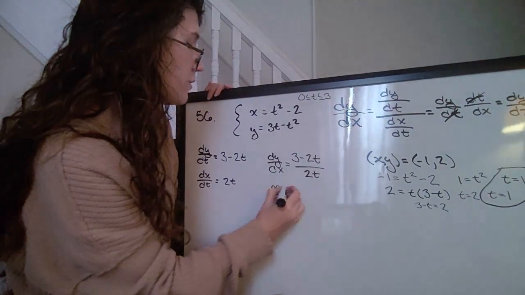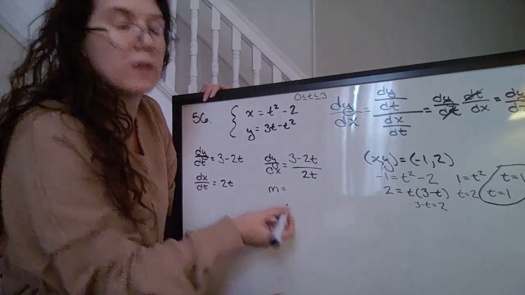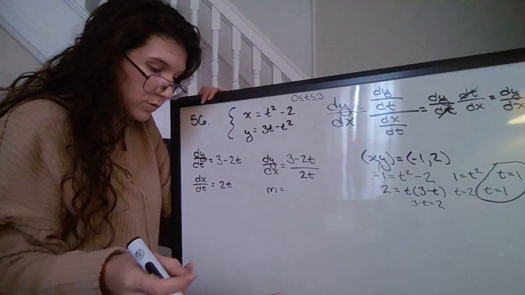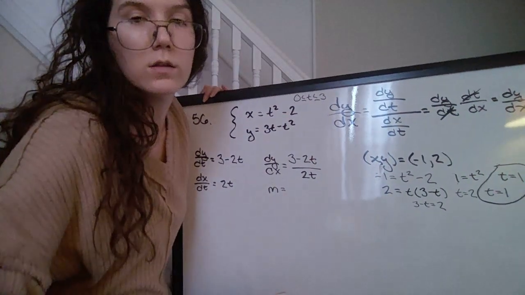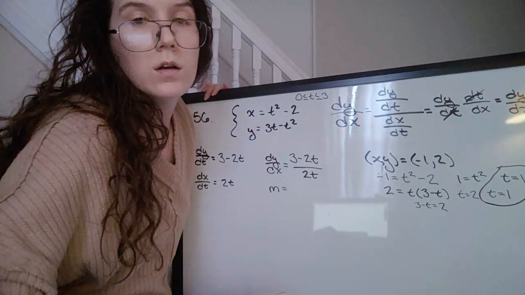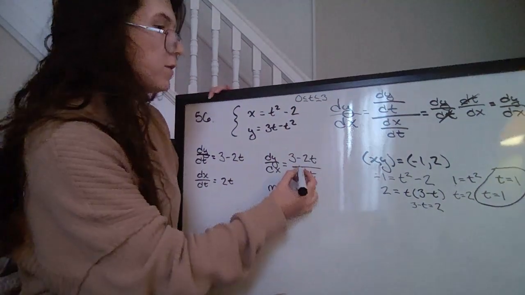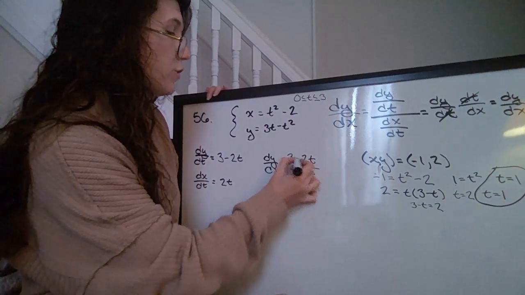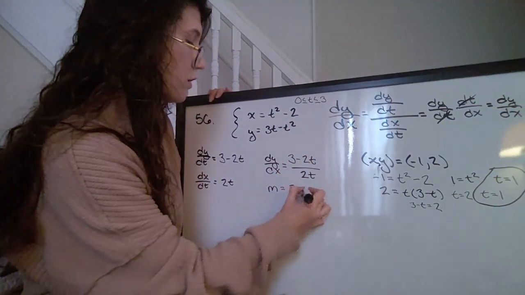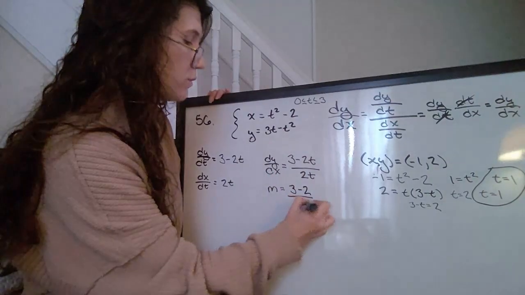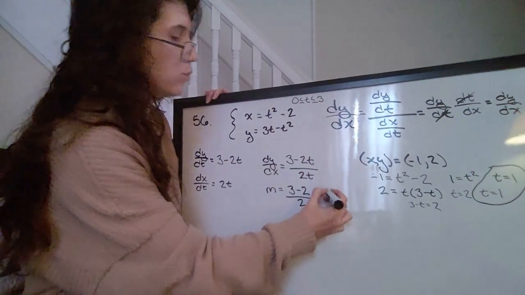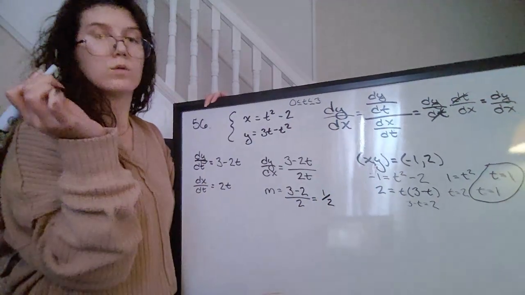So my rate of change is going to equal my slope, which is going to be the equation of that line. I believe we need to write the equation of the line. If not, that's a little bit of a waste. Yeah, find the equation of the tangent line. So then my slope is going to be 3 minus 2 times 1 over 2 times 1. So that's going to be 3 minus 2 is 1, over 2, equals 1/2.